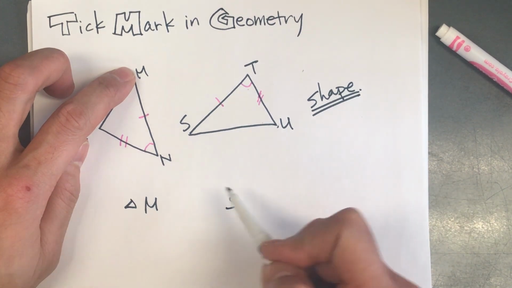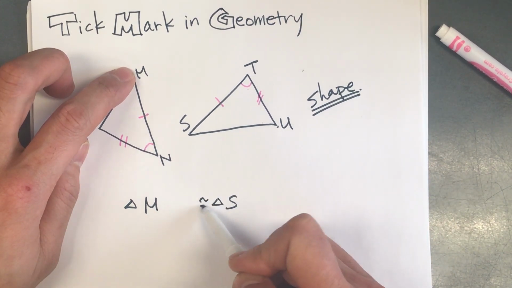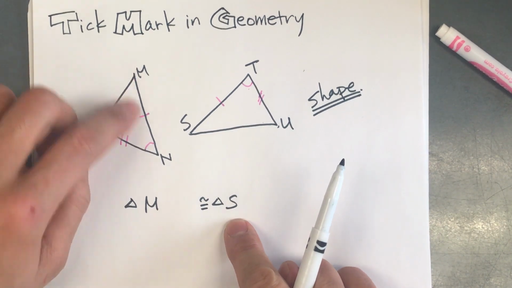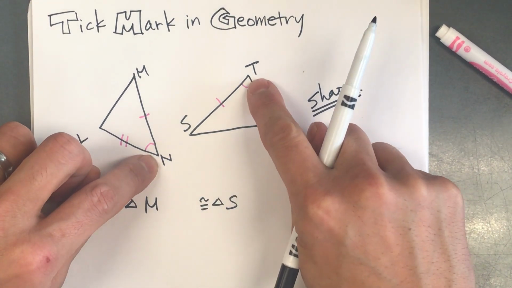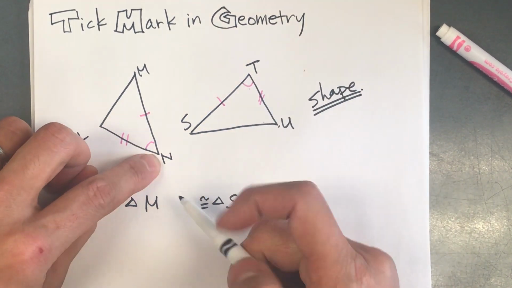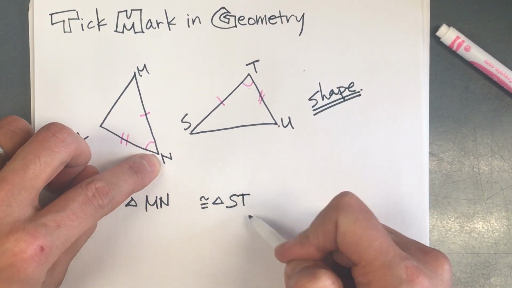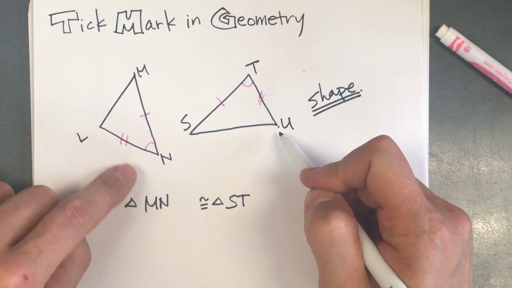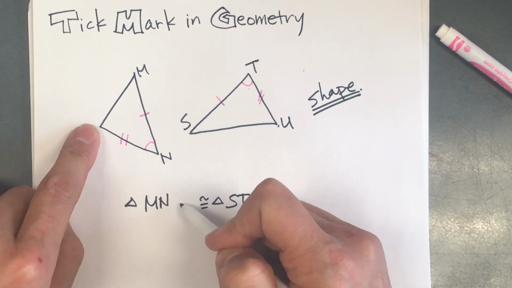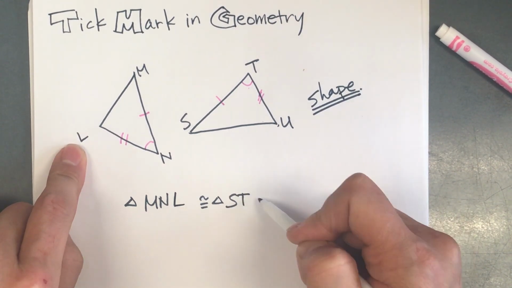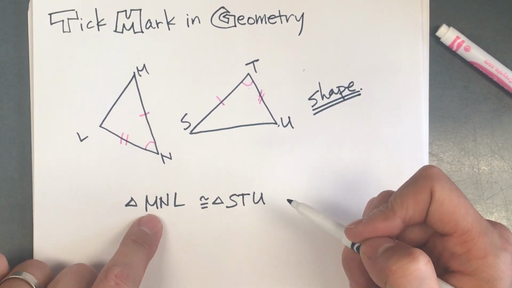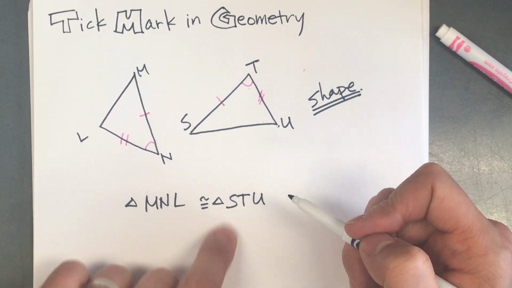So we're going to do triangle M, and then I go to N, which is the same symbol. So I'm going to go to N, and it goes to the middle. That means I'm going to have to write T in the middle. This order matters. Don't mix that up. And then you have N here, L here, and then U here. This means triangle MNL is congruent to triangle STU.